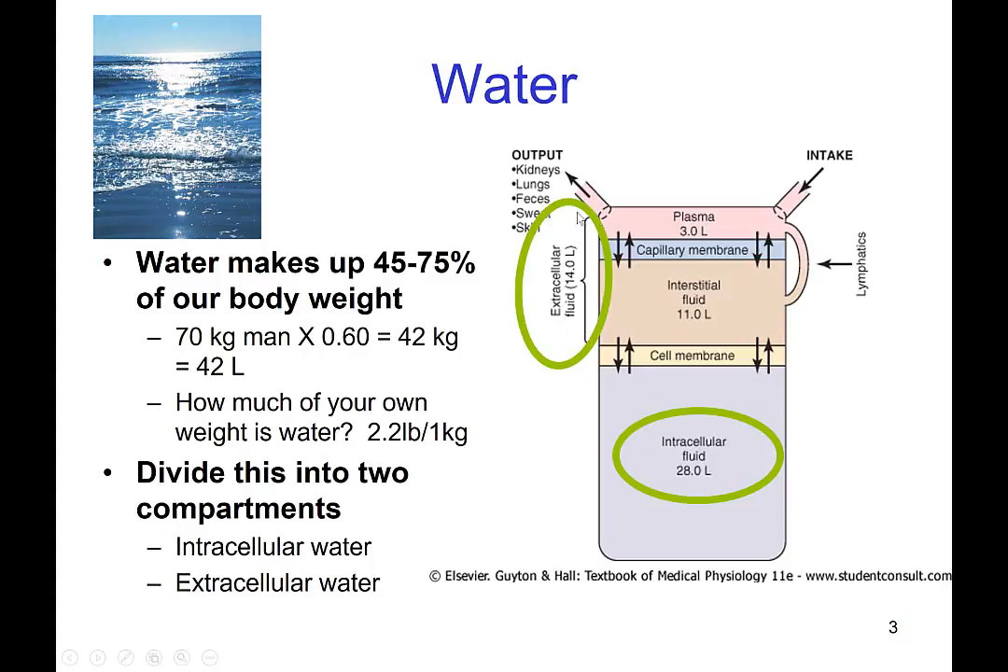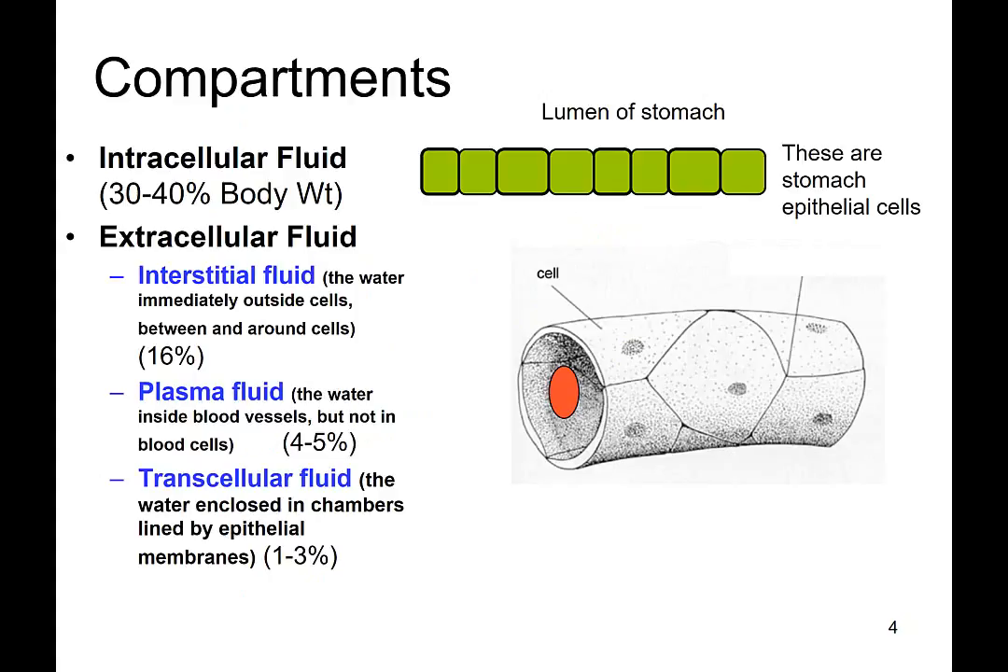Everywhere else outside of the cells is considered extracellular. And that extracellular compartment can be further divided into smaller compartments, shown here. So again, out of the 60% of your body mass that is water, about 2/3 of that is found inside the cells, about 40%. So 2/3 of your 60% is found inside the cells.